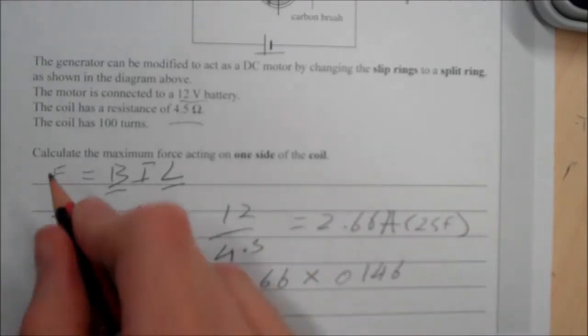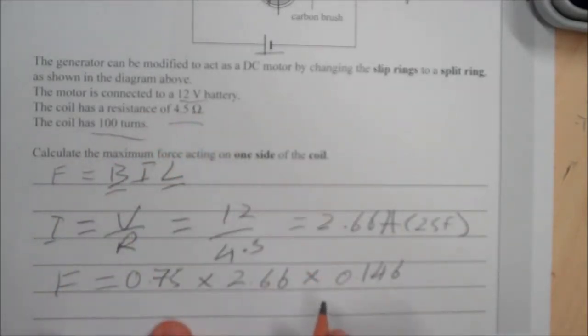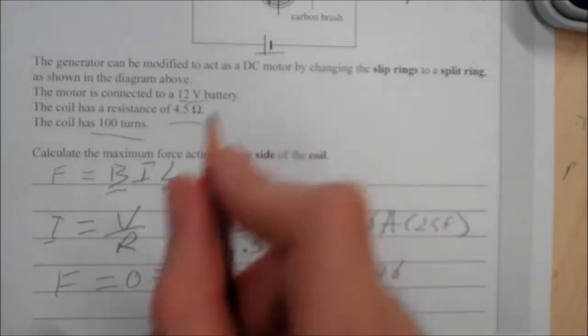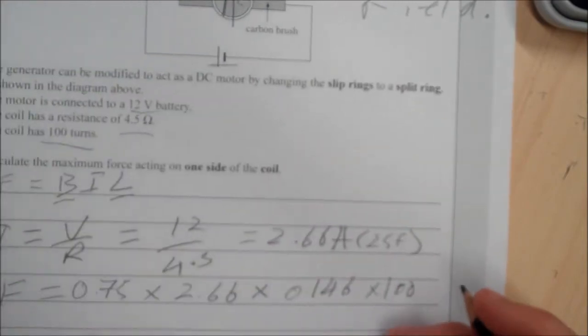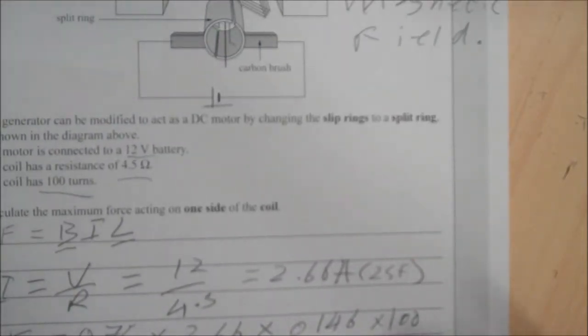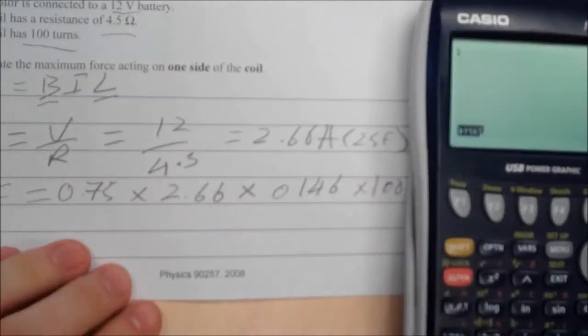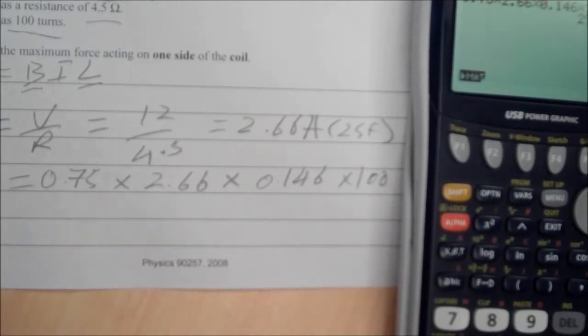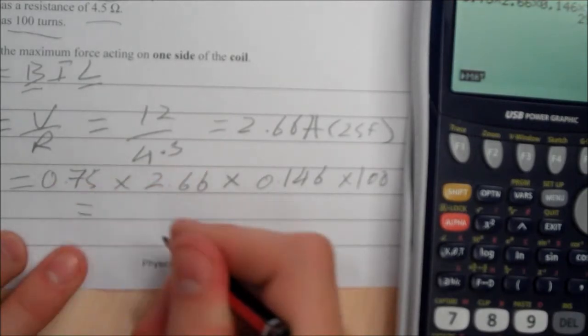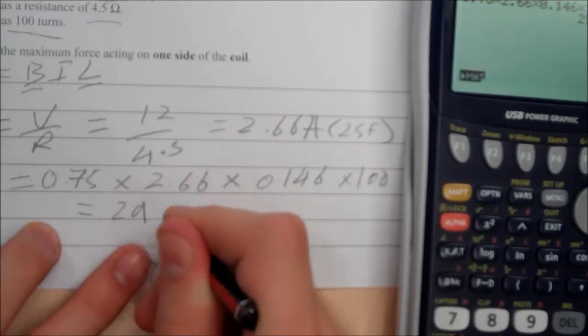And I think we're going to have to apply the 100 turns here because it's asking for one side of the coil, but it's the full coil. So times 100. I think that's what we're going to do. 0.75 times 2.66 times 0.146 times 100. That gives us 29.127, so this is equal to 29 newtons.